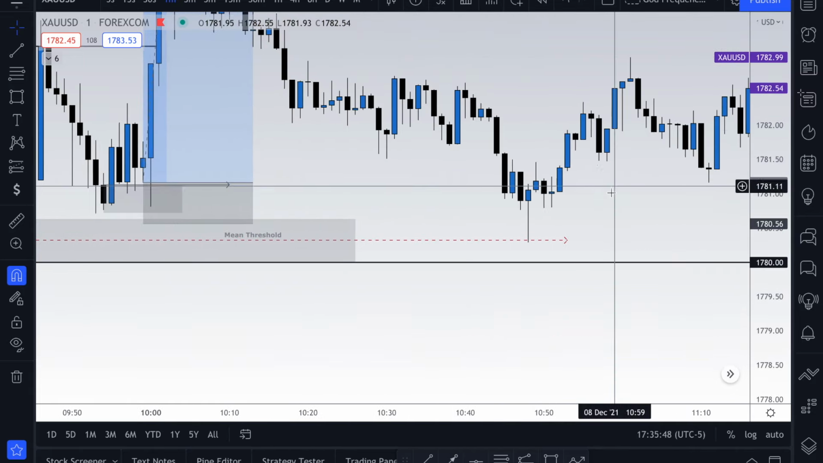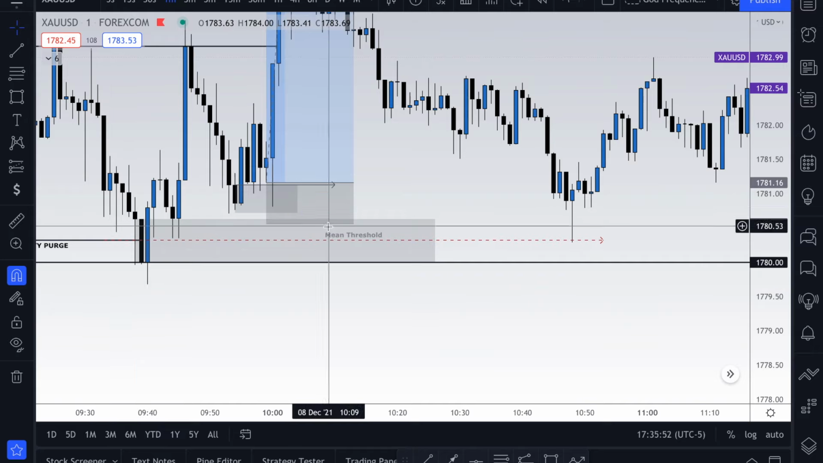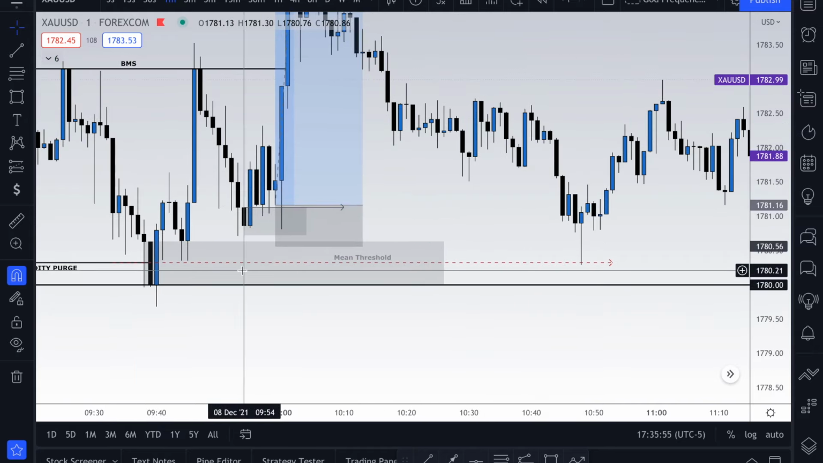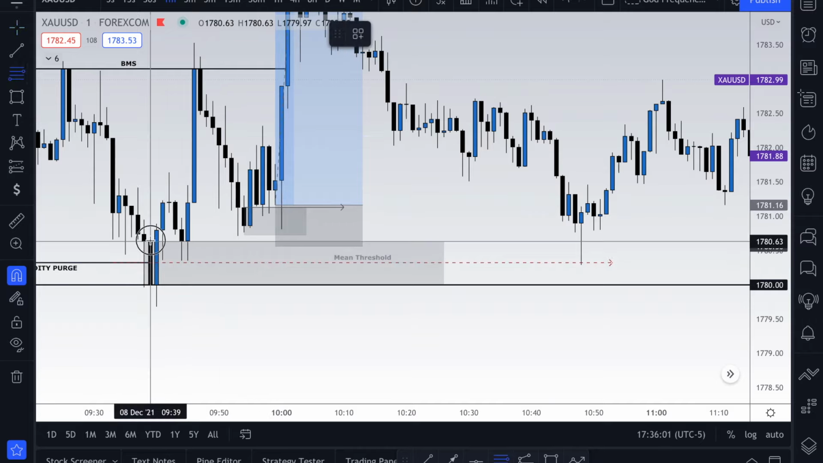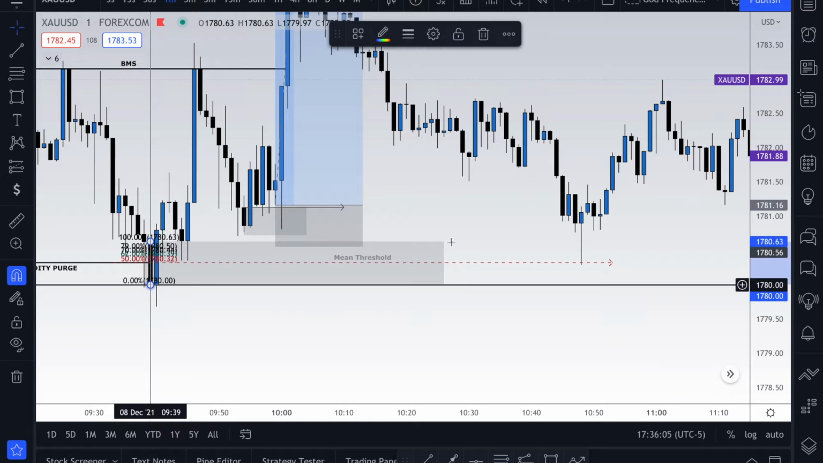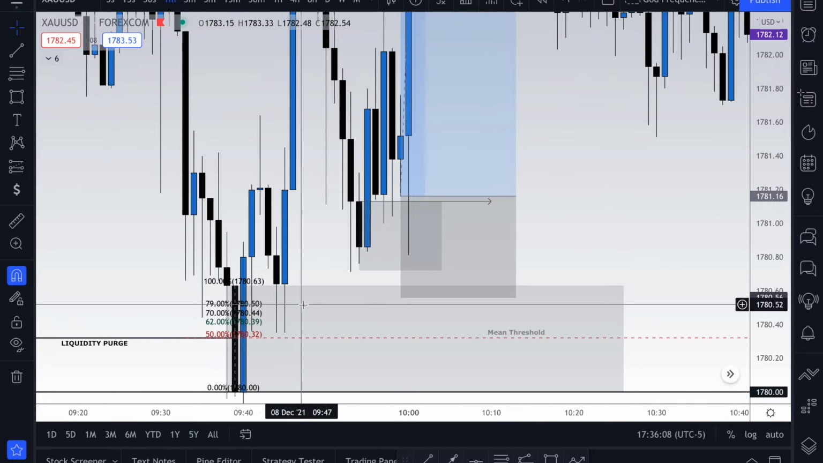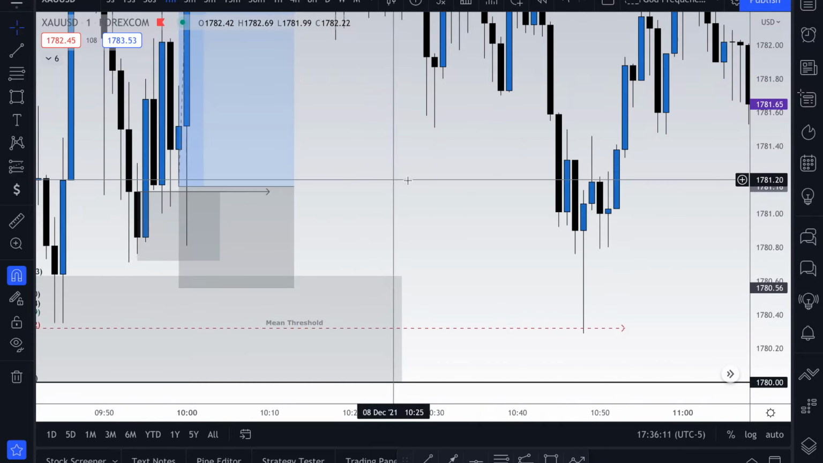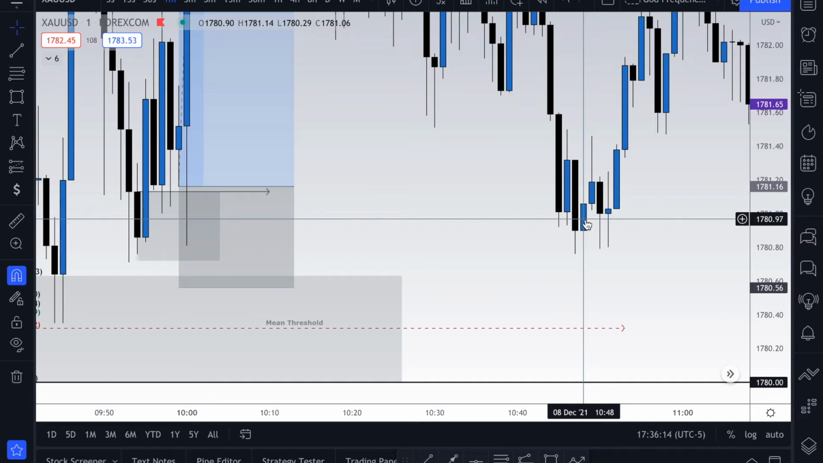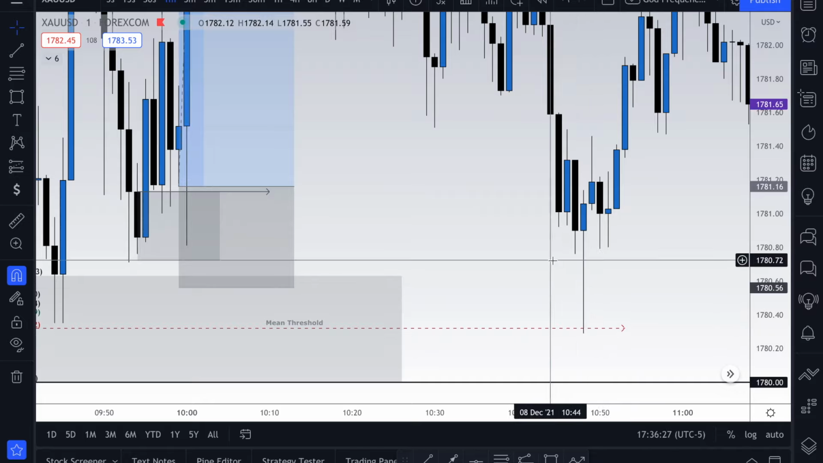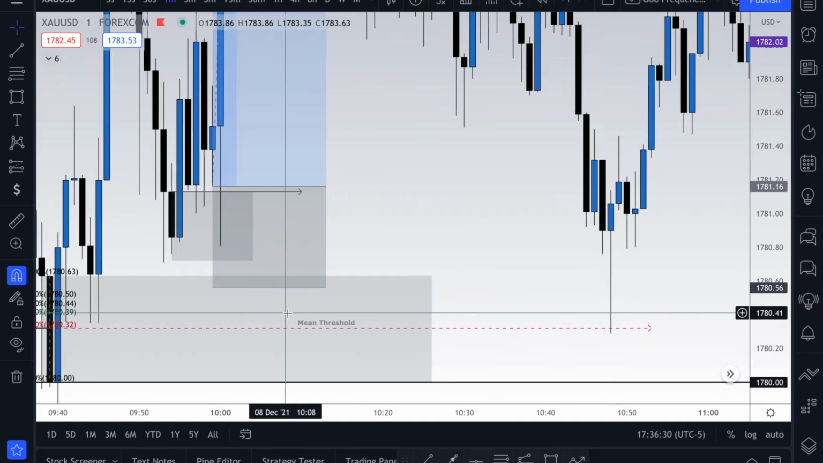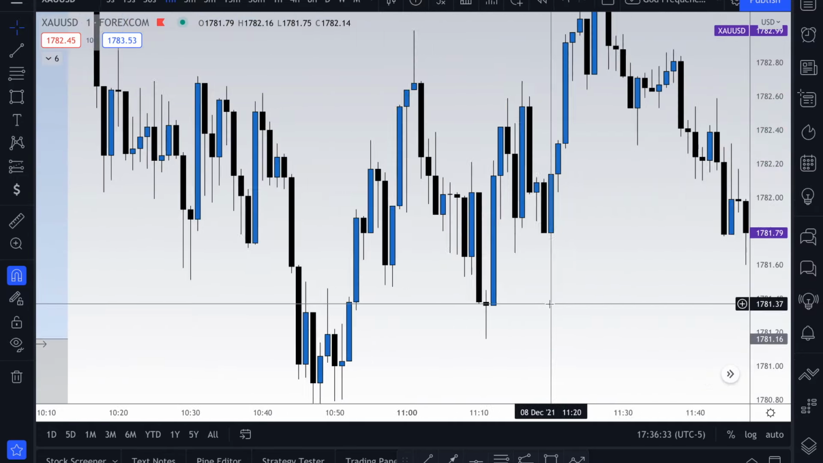Now, granted, later on in the New York session, we did get a retest of the 50% level of this order block. If I just measure out that order block, you'll see that the 50 level is 1780.32, and then we come to this candle and the low of that candle was 1780.29. So literally, to the pip, it came down, hit that 50 level of this order block, or the mean threshold of it, and it was off to the races from there.